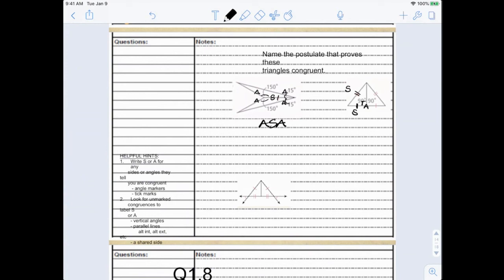How it is right now, I don't love it. But wait, shared side. So I actually can do angle, side, angle, or I could do side, side, side, because I know 3 sides as well.